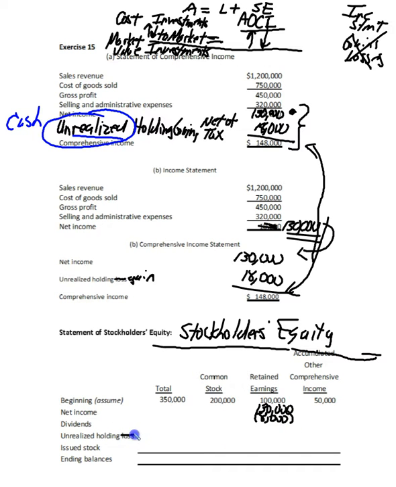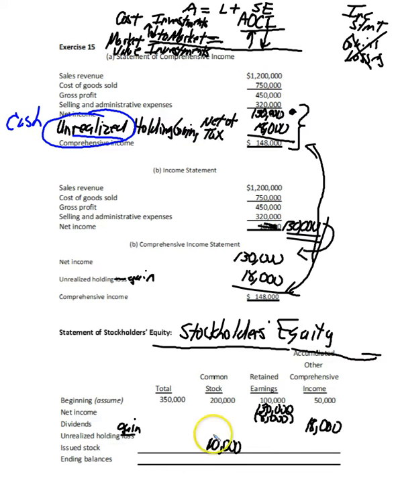And then we have this unrealized holding gain. I don't know why I put loss there, but let's change that. So the unrealized holding gain is $18,000. That goes in this accumulated other comprehensive income over here. And then just to give common stock something, let's say that they sold $10,000 of common stock.